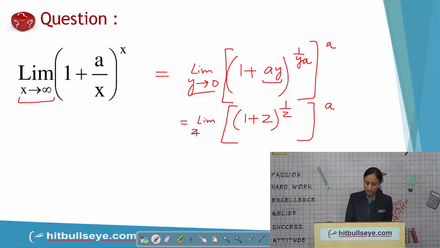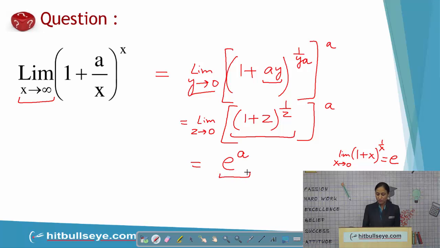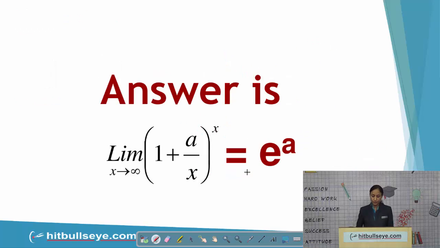So I can say that limit z approaches 0. Now I hope this reminds you of an important limit that we were talking about, which had (1 plus x) raised to power 1 by x, limit x approaches 0 is equal to e. So this portion becomes e and it has a power a, so this is what the value of the limit comes out to be. Now please remember, this is not just a question, but it's a very important formula to solve a lot of questions.